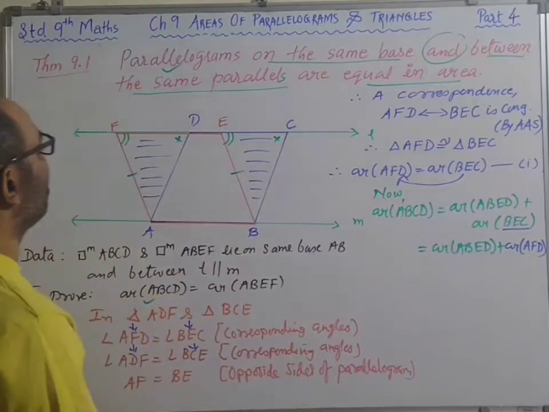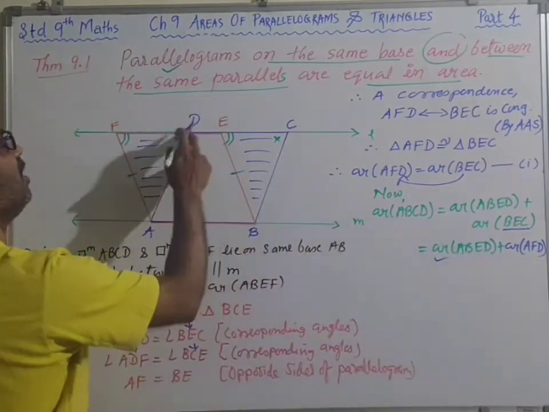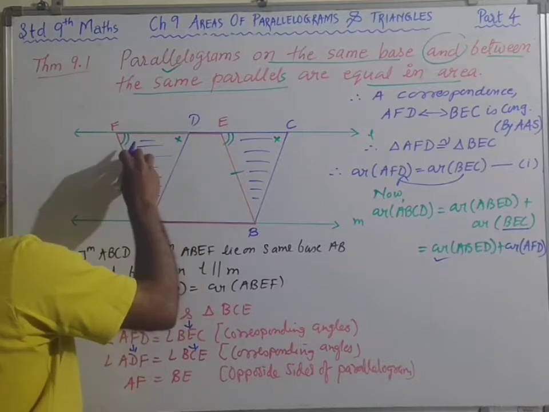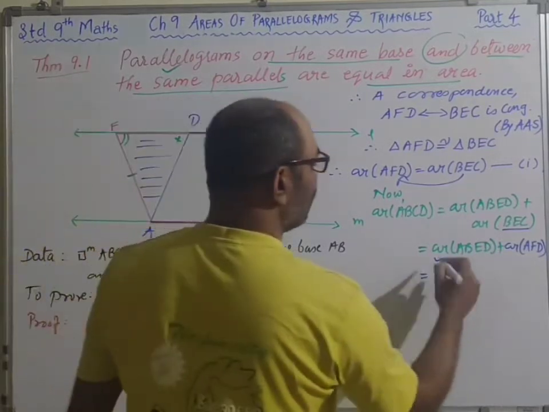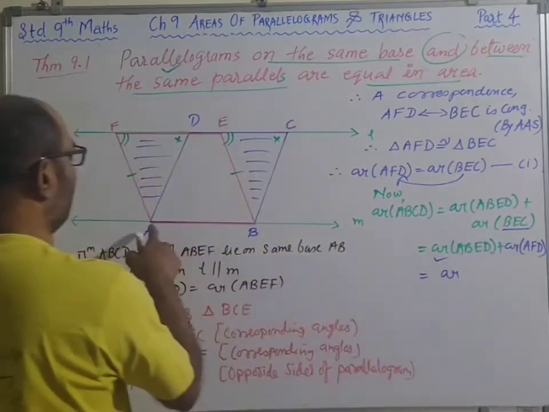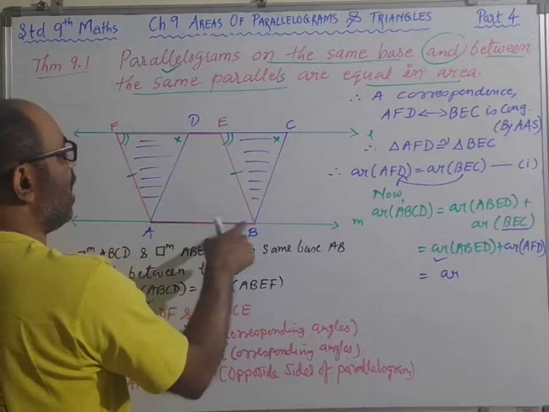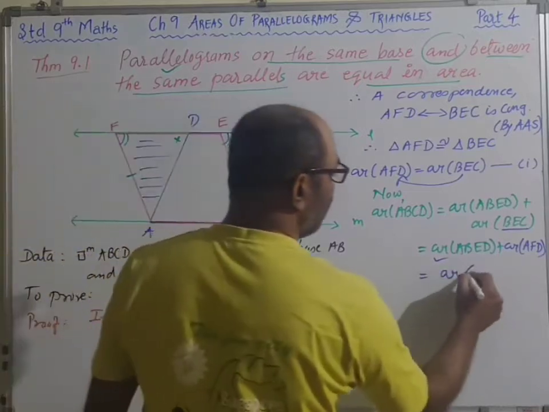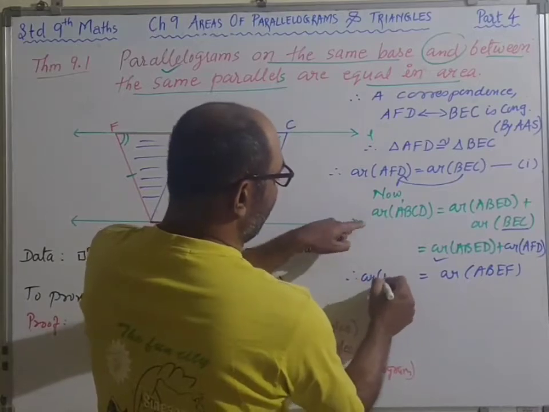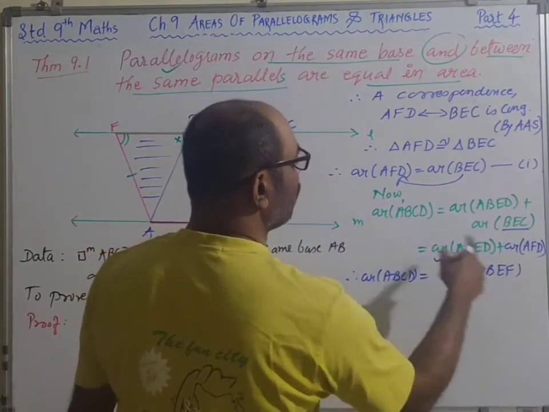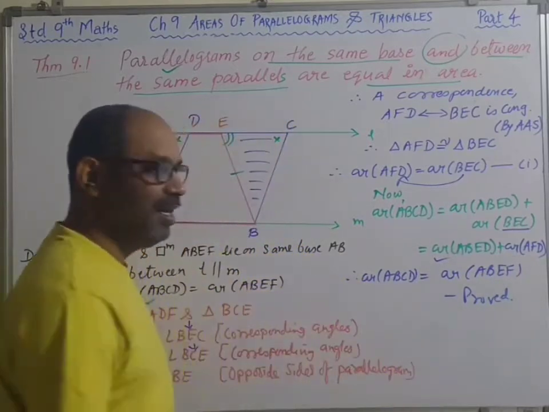Now look into the figure. Yes, this part remains the same, ABED. But if you add the area of the triangle here, then it becomes the area of the red triangle. So the total of the area of the red triangle and the area of the red quadrilateral is parallelogram ABEF. That's it. Therefore, area of ABCD is equal to area of ABEF. Proved. Is that clear, children?